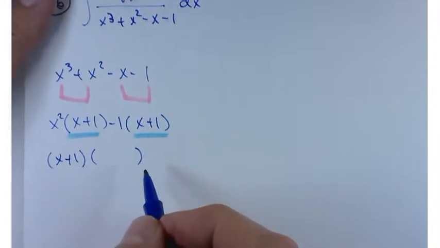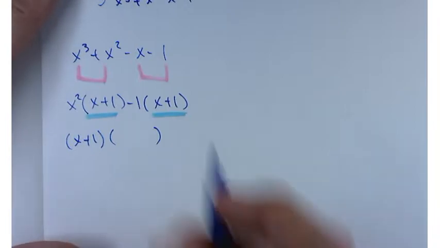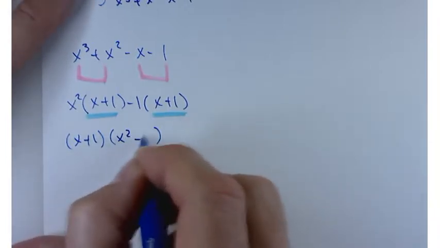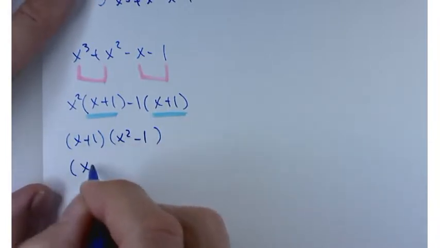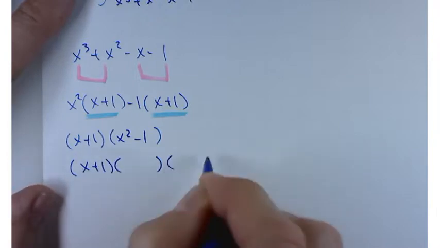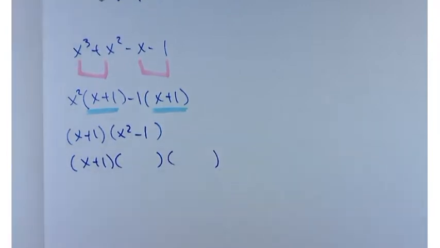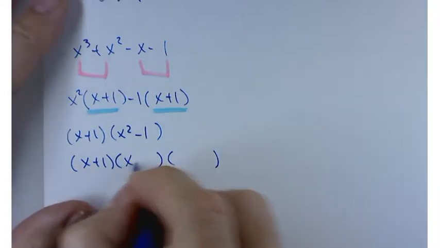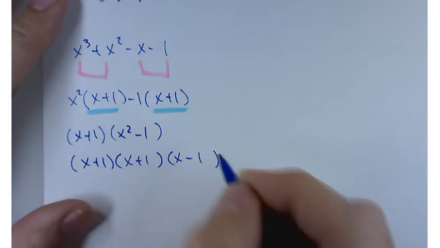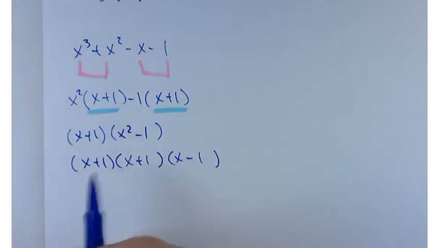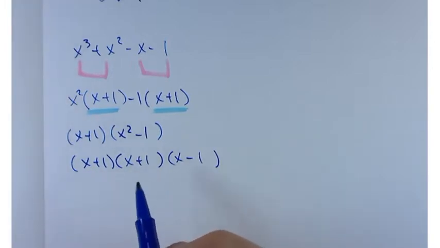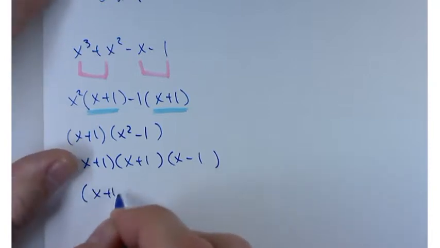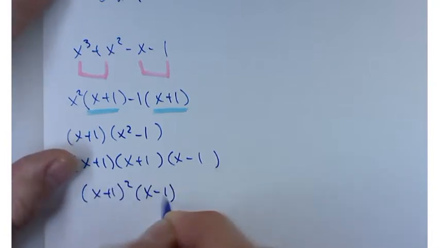What gets left behind after I factor out the x plus 1? X squared minus 1. And x squared minus 1 also factors. It's the problem that never stops, right? How does x squared minus 1 factor? X minus 1, x plus 1. And finally, x plus 1 times x plus 1 is x plus 1 squared. So x plus 1 squared times x minus 1.